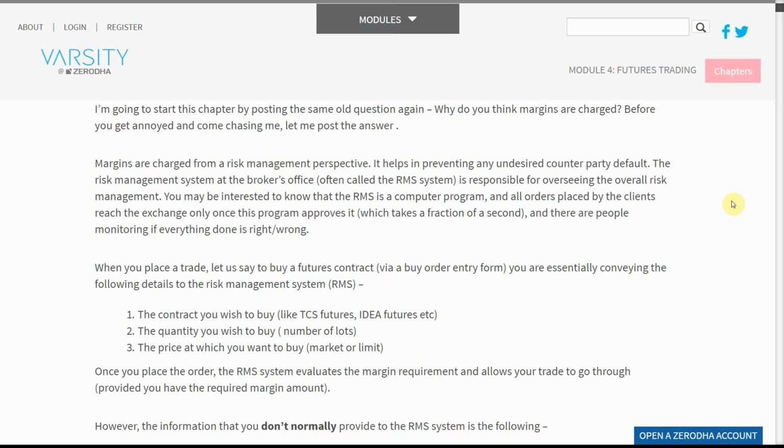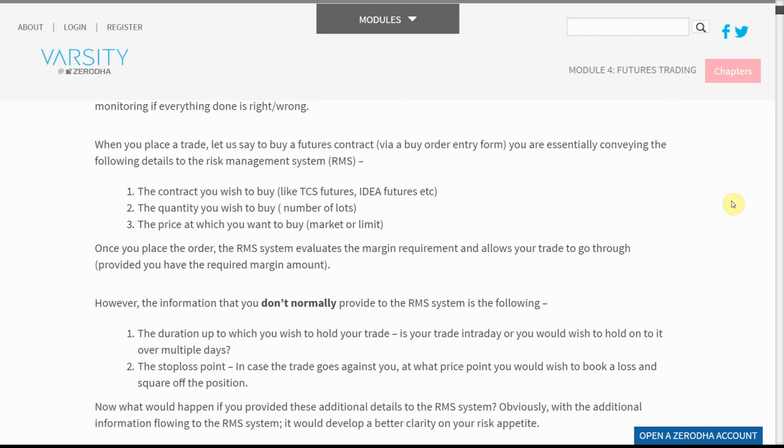When you place a trade, let us say to buy a futures contract via a buy order entry form, you are essentially conveying the following details to the risk management system, RMS. The contract you wish to buy, like TCS futures, Idea futures, etc. The quantity you wish to buy, number of lots. The price at which you want to buy, market or limit.